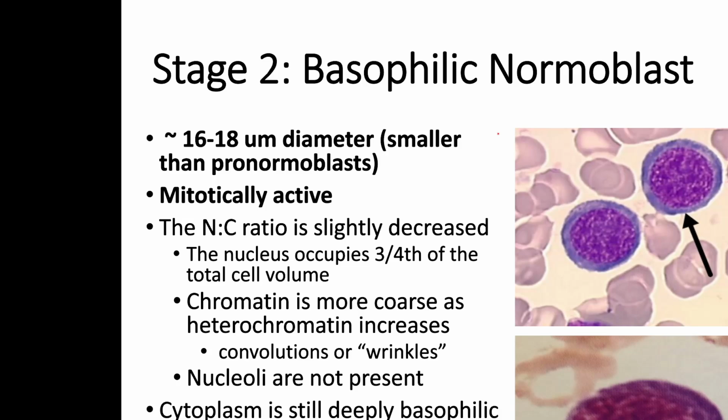So now we've shrunk down a lot. Basophilic means blue, so we're looking at a blue red cell, well, red blast. The N:C ratio is slightly decreased, but I want to point out we have these dark spots contrasted by these really light areas. These are called convolutions or wrinkles. I like to think of them as almost like TV static. Also, we are still very blue because it's called a blue cell, because of the high amount of RNA transcripts inside. And again, you shouldn't really be finding this in the peripheral smear.